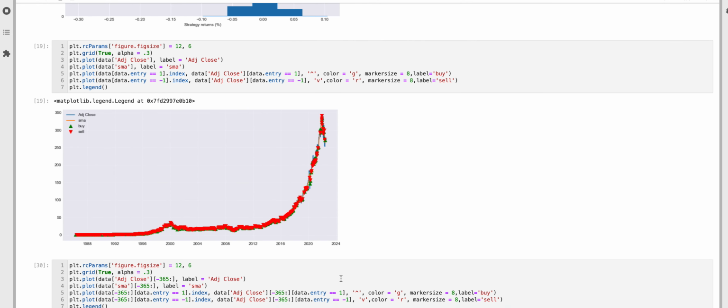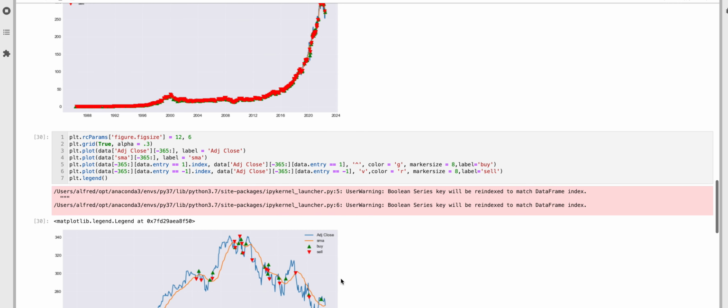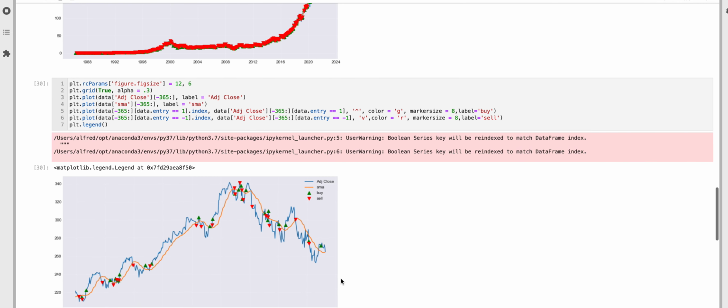We can see that there are a lot more trades using this simple moving average strategy as compared to the LSTM strategies. If we zoom in, we can see the buy and the sell signals were consistent with the strategy.